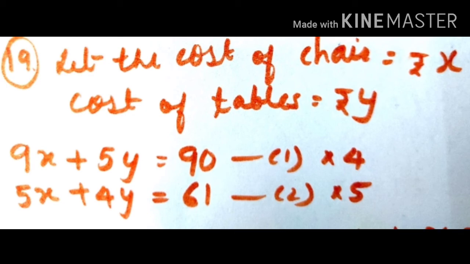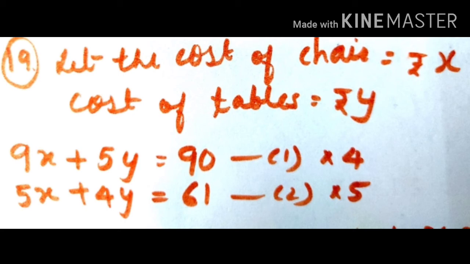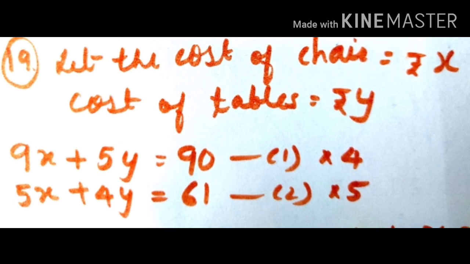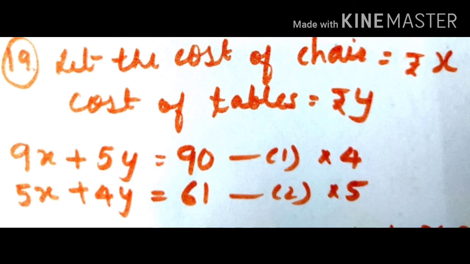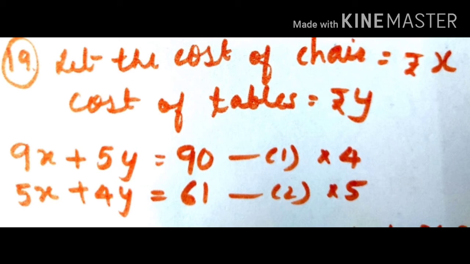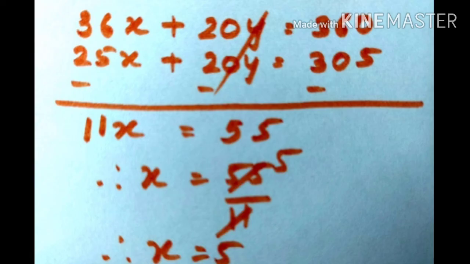Now 5 chairs and 4 tables cost rupees 61. So 5 chairs cost 5x plus 4 tables is 4y, is equal to 61. We get our two equations, equation 1 and 2. Now we want to find the price of 6 chairs and 3 tables. For that we need the x and y values. So we multiply the first equation by 4 and the second equation by 5, and then by elimination we will get x and y.